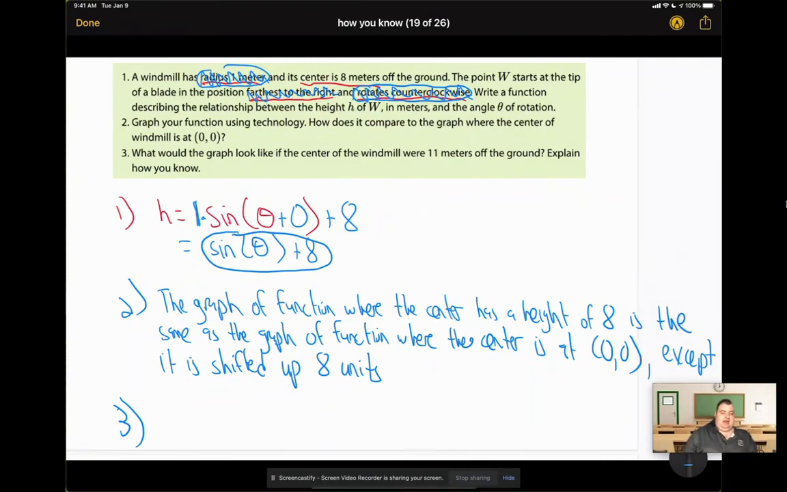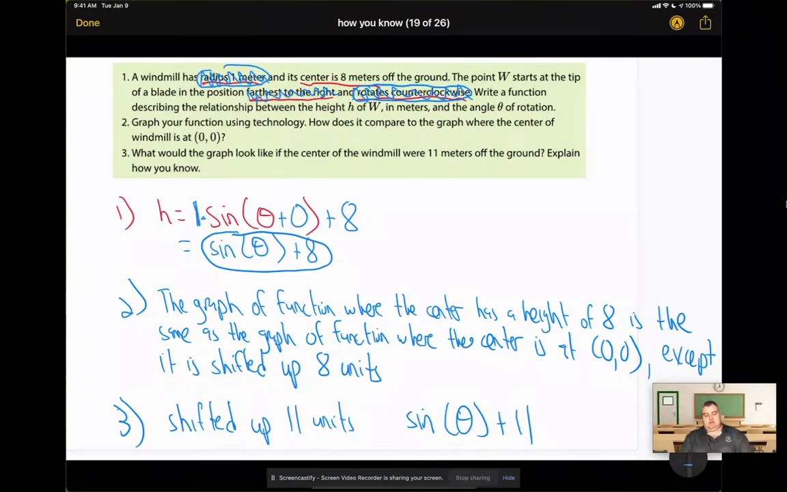What would the graph look like if the center were 11 meters off the ground? Well, instead of being shifted up 8 units, it would be shifted up 11 units. In other words, the equation would be sine of theta plus 11 instead of plus 8. That would be the only thing that would change.